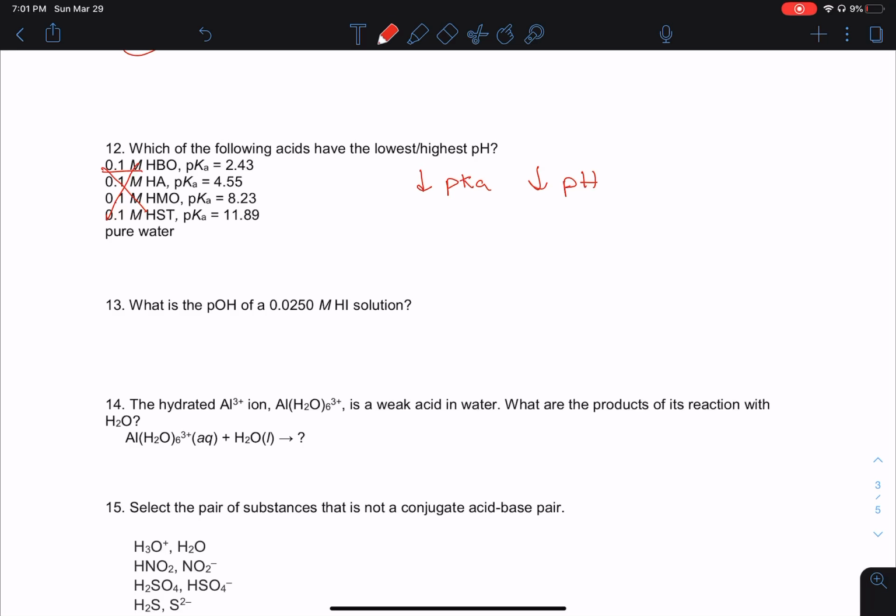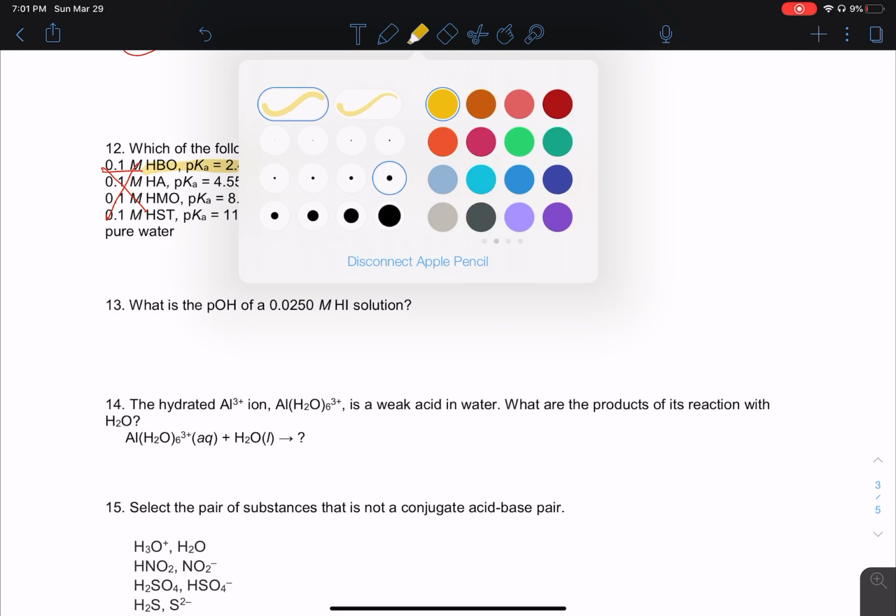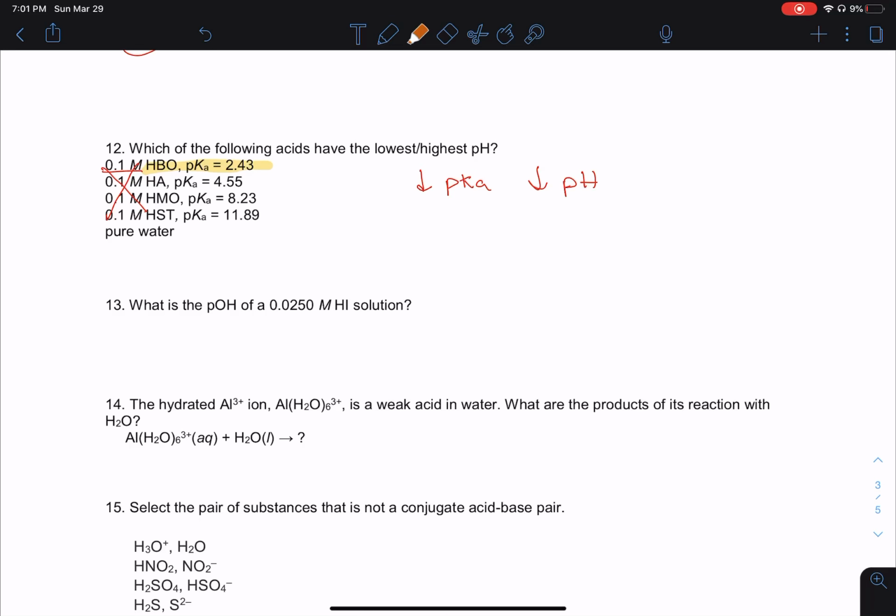Okay? So in this case, when we look at our list, we'll find that HBO has the highest and HST has the lowest. Okay? So this one will be the most acidic, and this one will be the most basic. Okay? And meaning that the acidic will have the lower pH and the more basic will have the higher pH. Okay? I hope that helps.